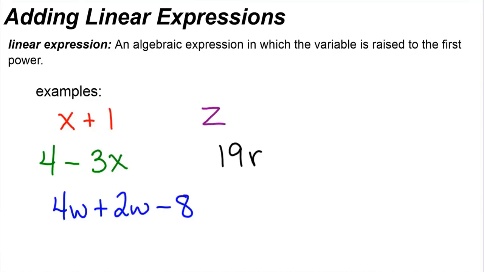So I give some examples here of quite a few linear expressions. We have x plus 1, which is a linear expression because x is raised to the first power. Z by itself is a linear expression, 19r, 4 minus 3x, 4w plus 2w minus 8. Those are all examples of linear expressions. So we're going to be taking combinations of these expressions and adding them together.